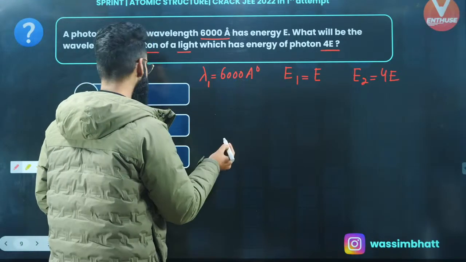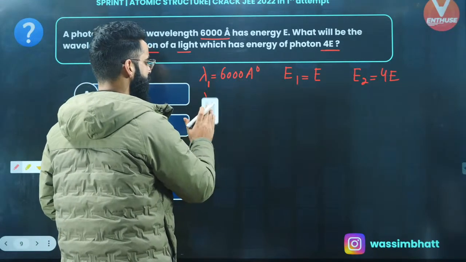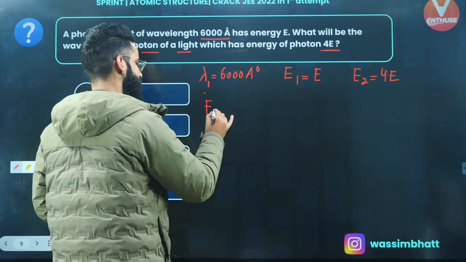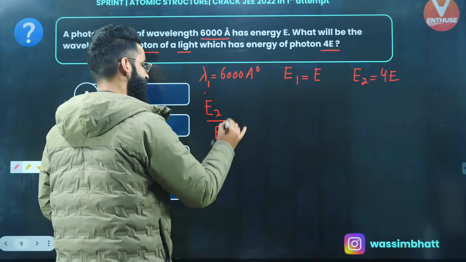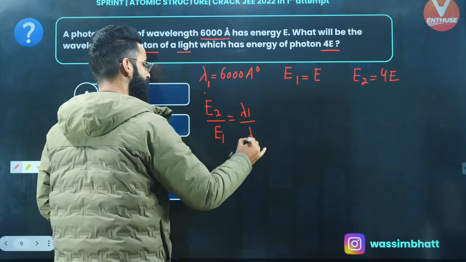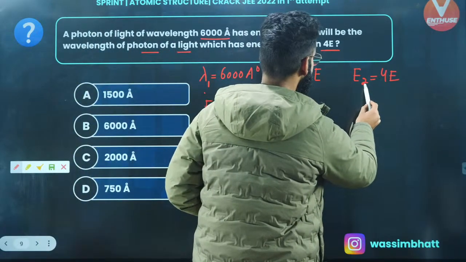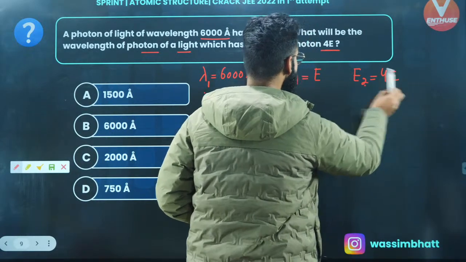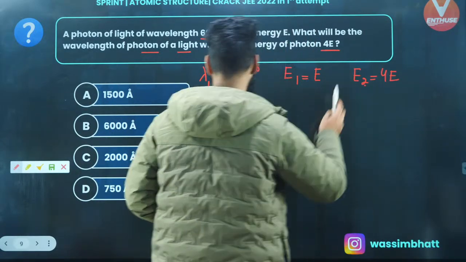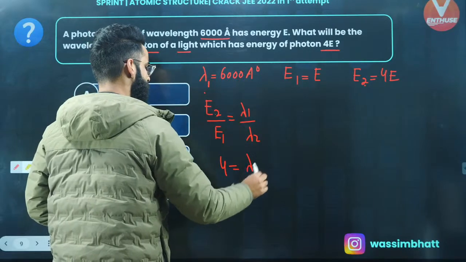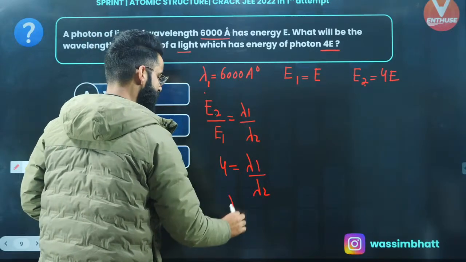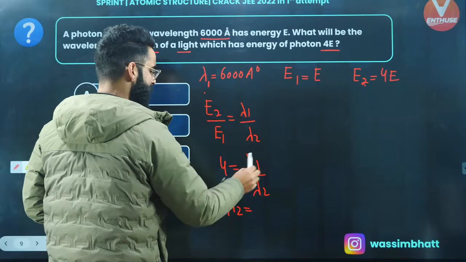Let's call this lambda 1. I need to calculate basically the lambda 2 value, right? Again, I'll be using the same relation. Let's say E2 divided by E1 right now I'm using. It's going to be simply equal to lambda 1 divided by lambda 2, right? Basically, this E is equal to E1, so E2 divided by E1 is 4. So 4 is equal to lambda 1 divided by lambda 2. I need to calculate the value of lambda 2, which will come out to be lambda 1 by 4.